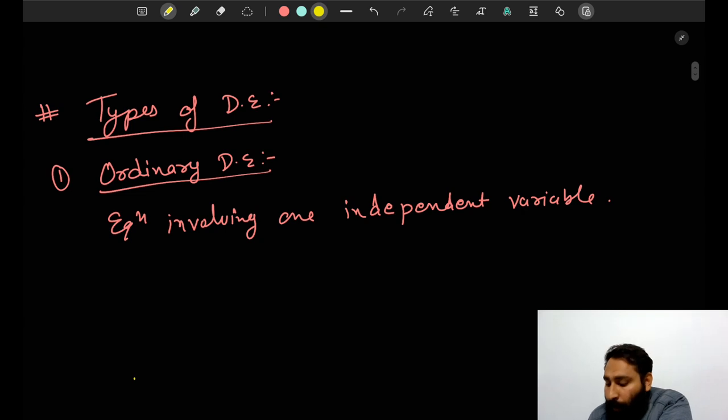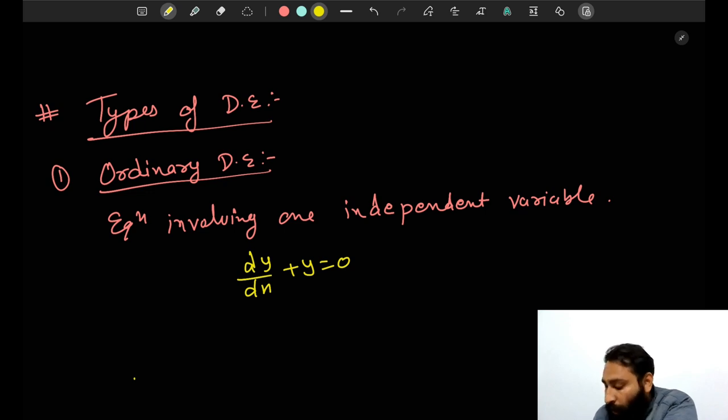Now we see type of differential equation. There are mainly two types of differential equation. First is ordinary differential equation and second one is partial differential equation. In ordinary differential equation, there is only one independent variable, like dy by dx plus y is equal to 0.